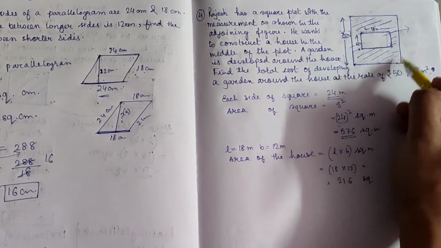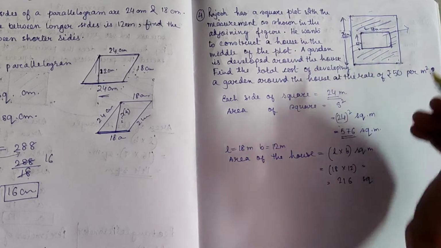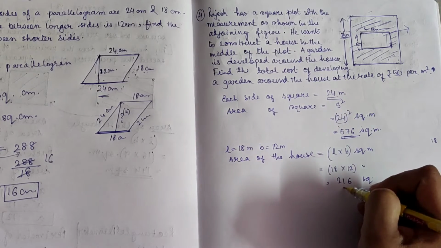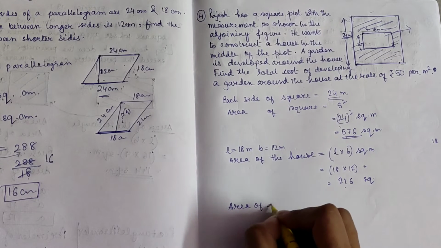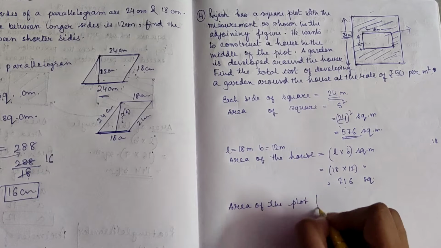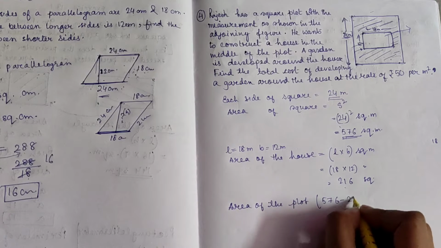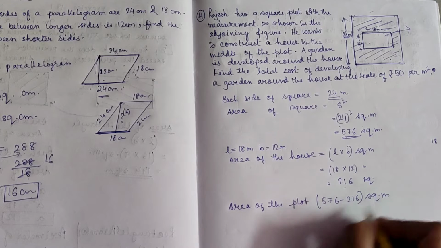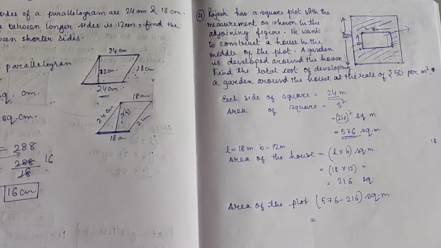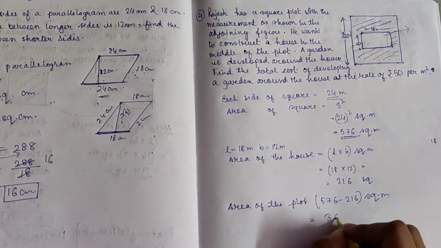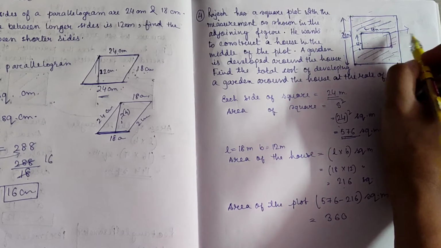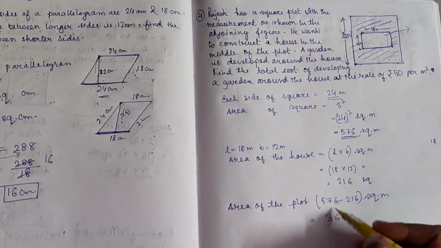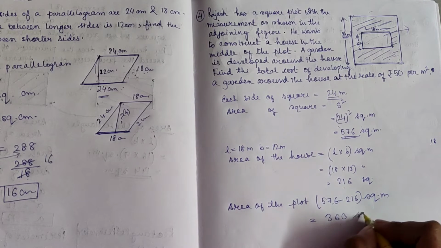So total area of the plot is 576. We have to subtract the area of the house. So area of the garden will be 576 minus 216 square meter. See, you have to understand logically. Definitely, we will do the subtraction because we will not develop the garden inside the house. So 576 minus 216 is 360 square meter.